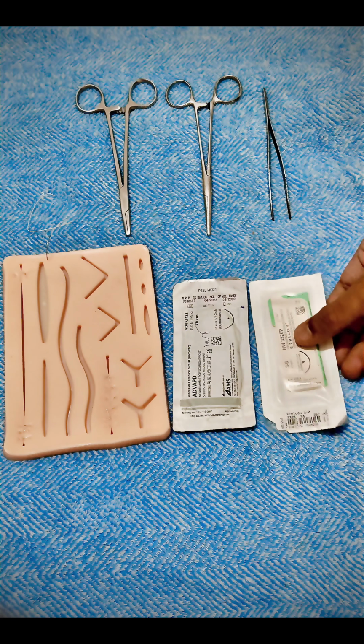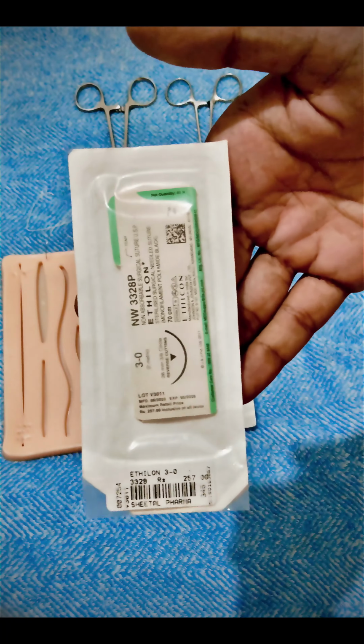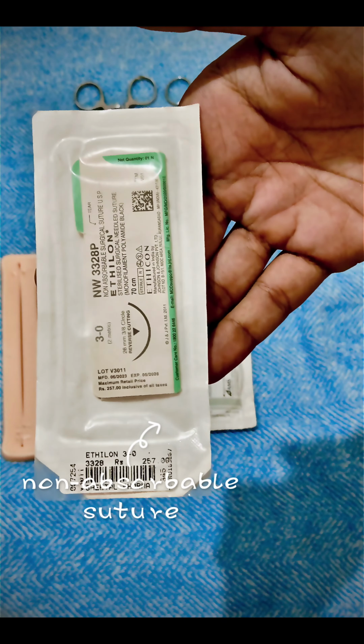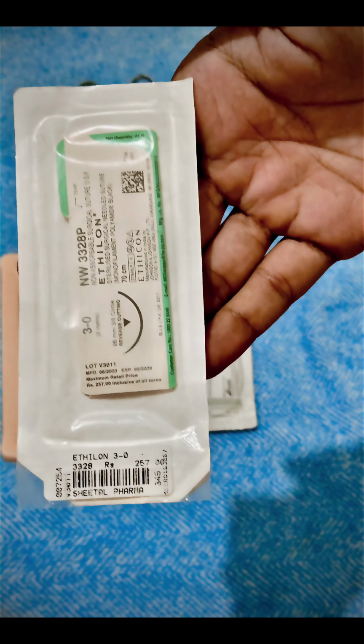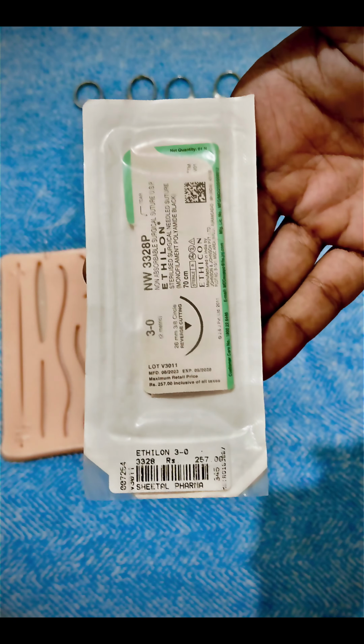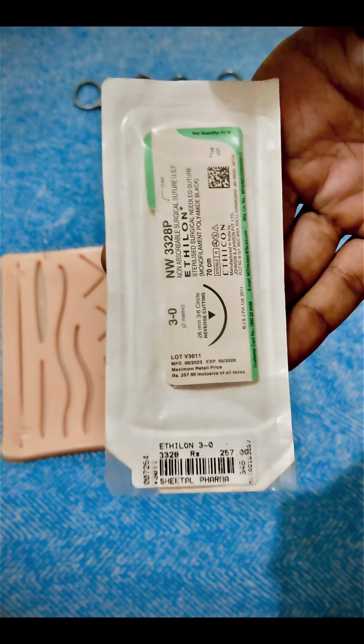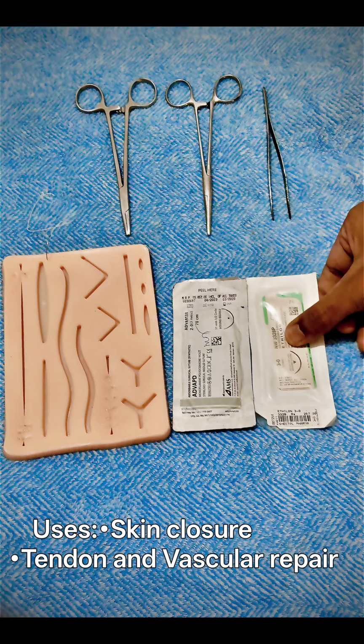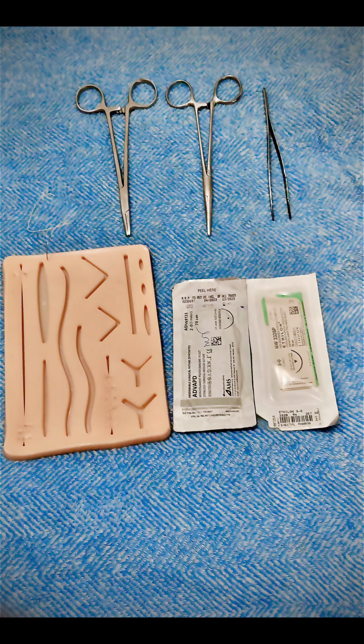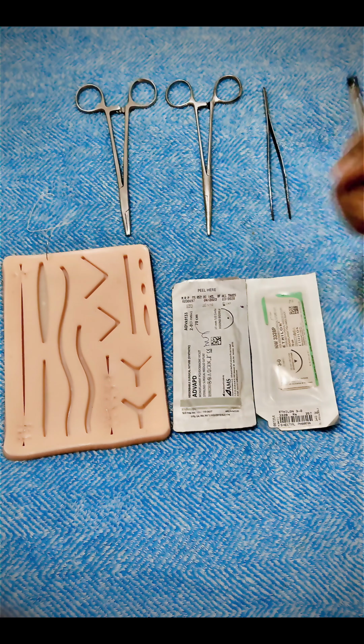Non-absorbable suture. The non-absorbable suture remains inside the body until it is removed or permanently retained in the body. The examples are silk, nylon or Prolene. It is used in skin closure, vascular repair and tendon repair. It can also be monofilament or multifilament. These both are monofilament.